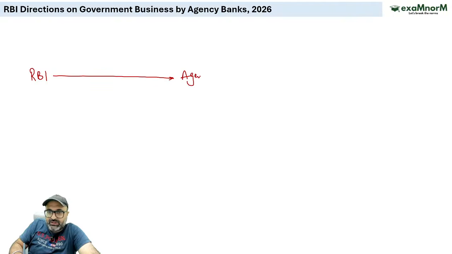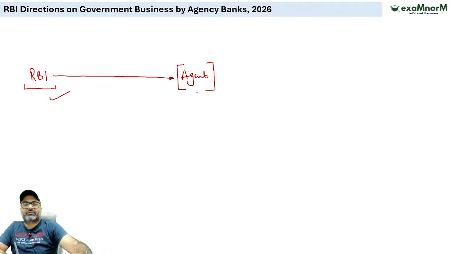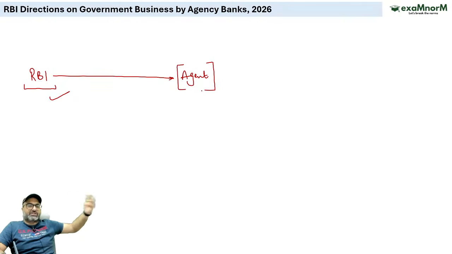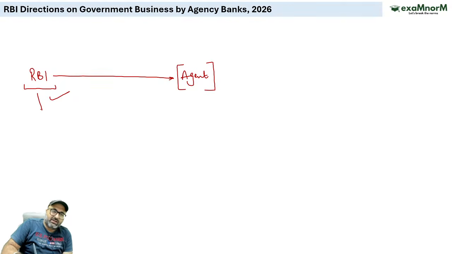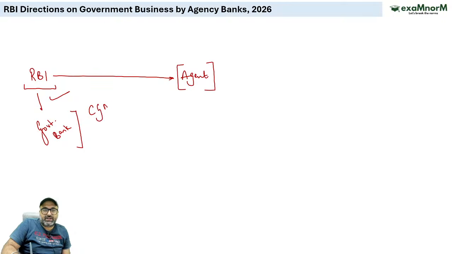Now, agent of RBI means what? What does an agent basically do? An agent basically carries out the functions of its principal authority, the functions which ought to be performed by the principal authority, on its behalf. Now, we all know that RBI is a government bank, which means RBI is responsible to manage the central government accounts, the state government accounts, the union territory government accounts, and even the accounts of government departments, government organizations, and whatnot.